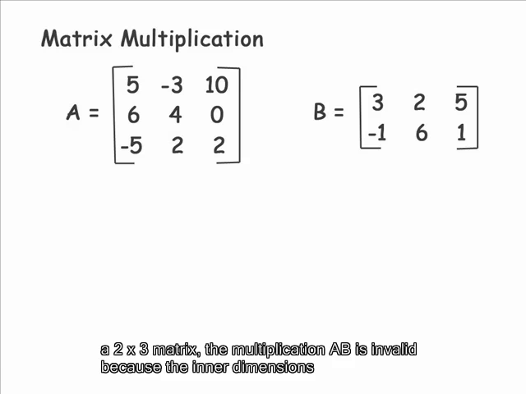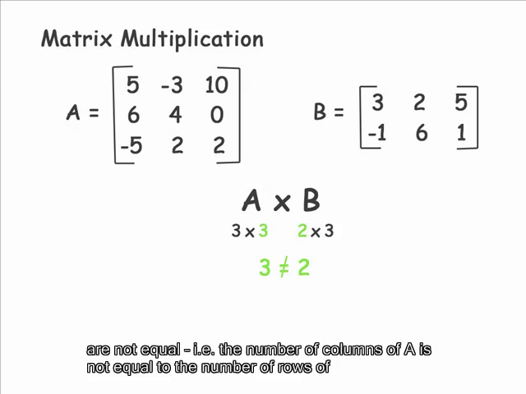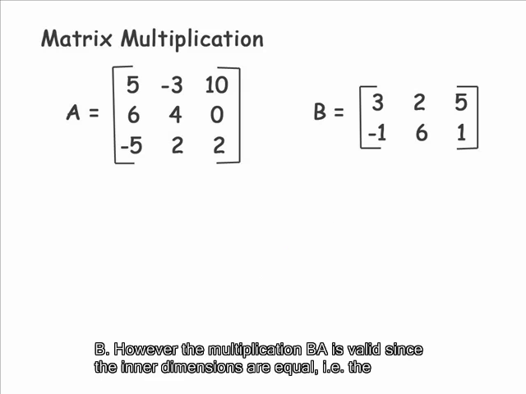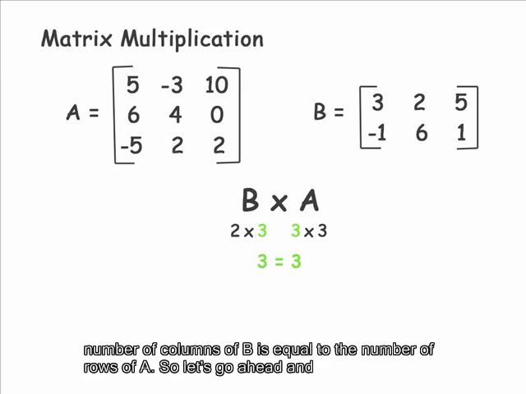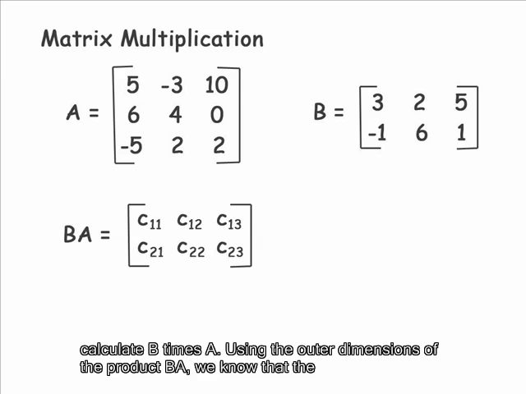1, a 2 by 3 matrix, the multiplication A times B is invalid because the inner dimensions are not equal, i.e., the number of columns of A is not equal to the number of rows of B. However, the multiplication B times A is valid since the inner dimensions are equal, i.e., the number of columns of B is equal to the number of rows of A. So, let's go ahead and calculate B times A.